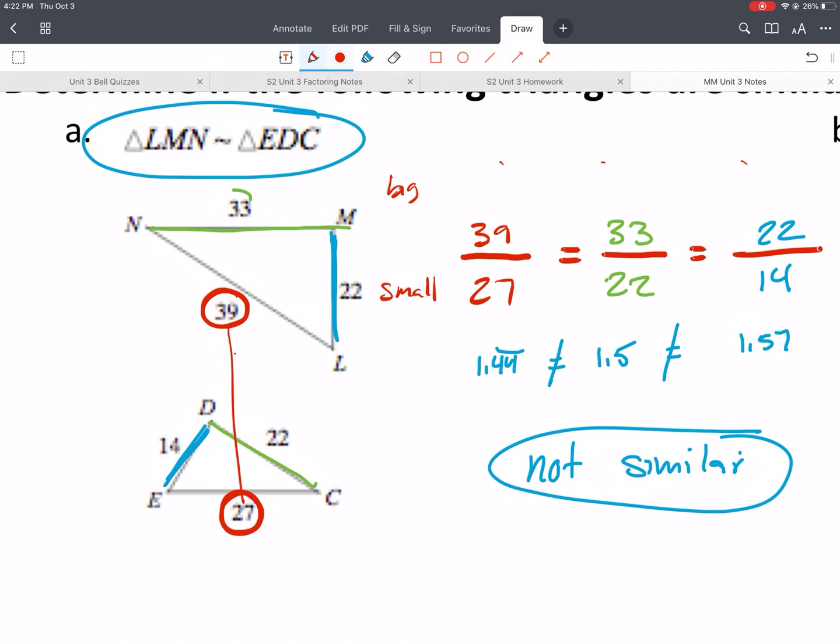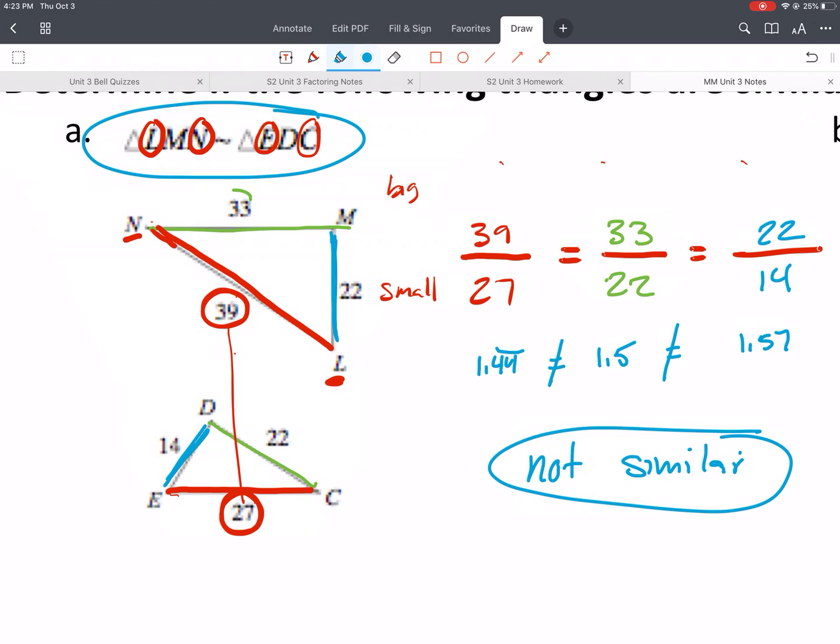How that works is, say if we want to use 39, that uses side NL. Well, NL uses these letters, the first and third letters. The corresponding side would also be the first and third letters for the other triangle, which is EC. All right, does that kind of make sense?